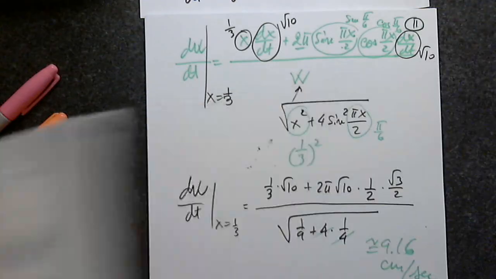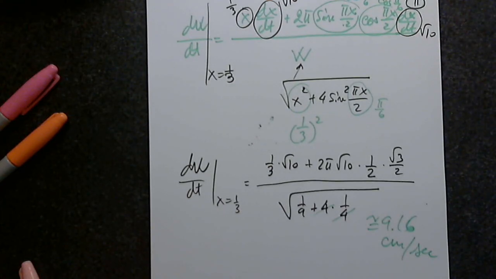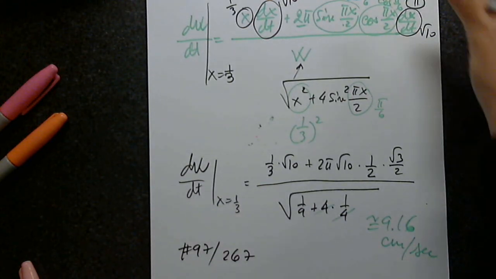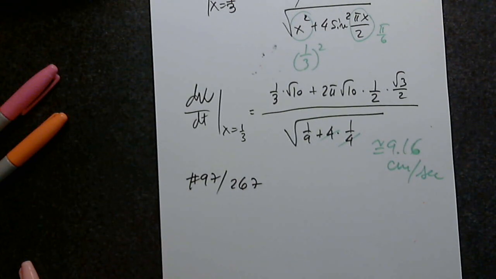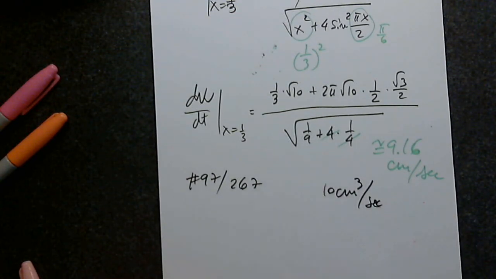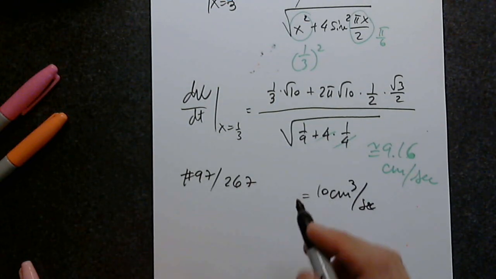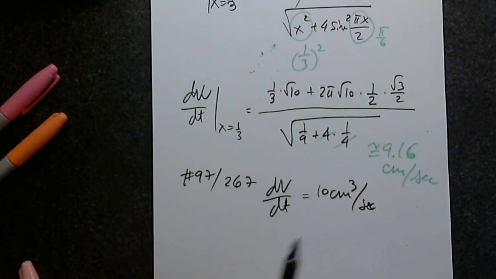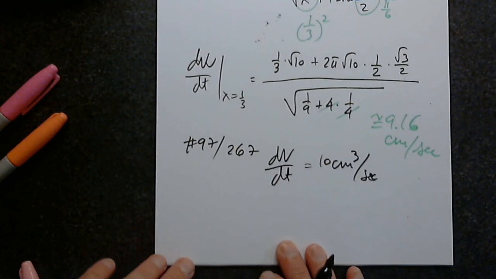So the volume of a cube is increasing at a rate of 10 cubic centimeters per minute. So this is problem 97. One more time on 267. So what is given to us? We are told, what are we told again? That the volume of a cube is increasing at 10 centimeters cubed per second. What does this mean? Of course, dV over dt. Awesome. How fast is the surface area increasing?